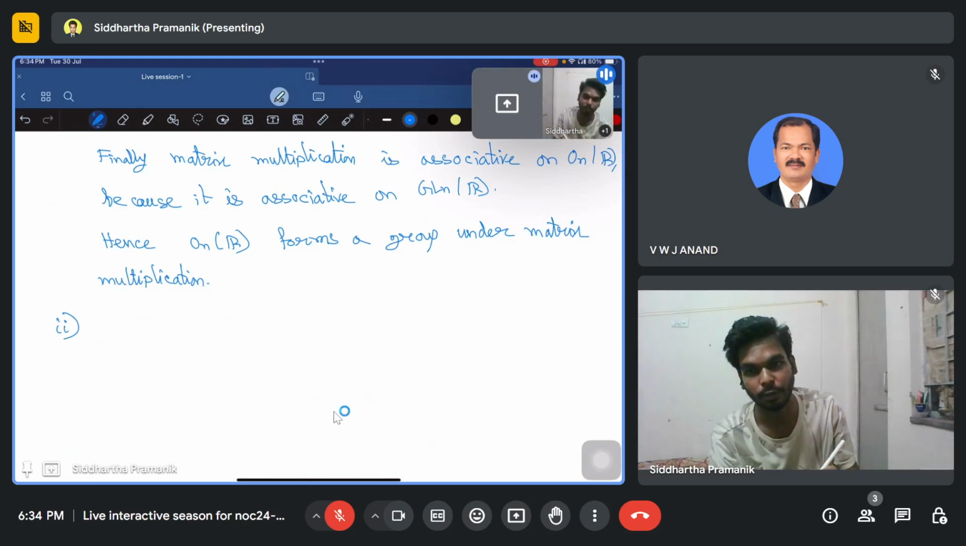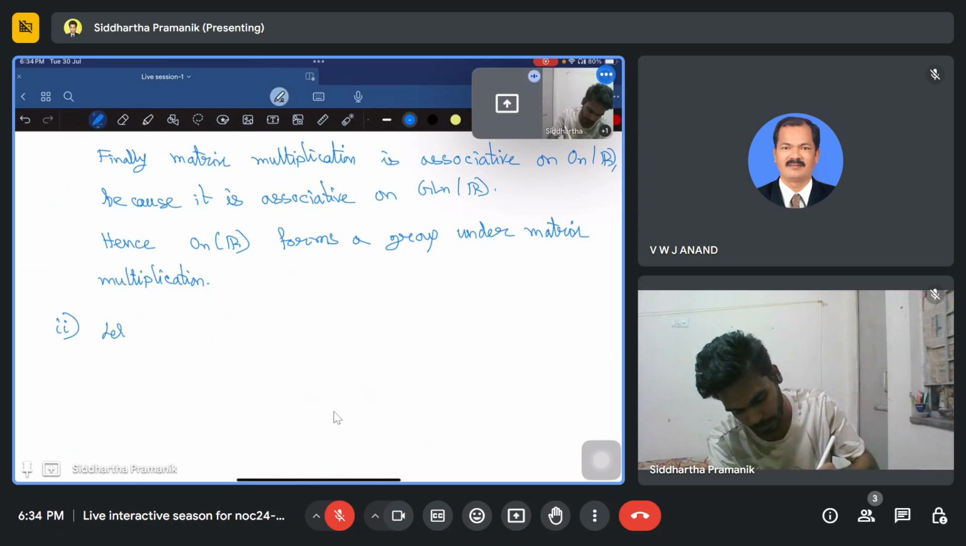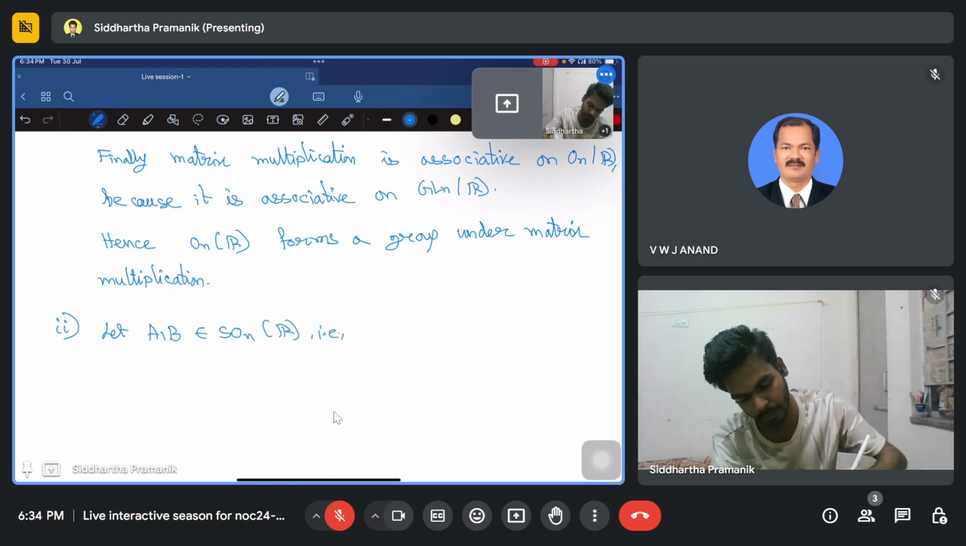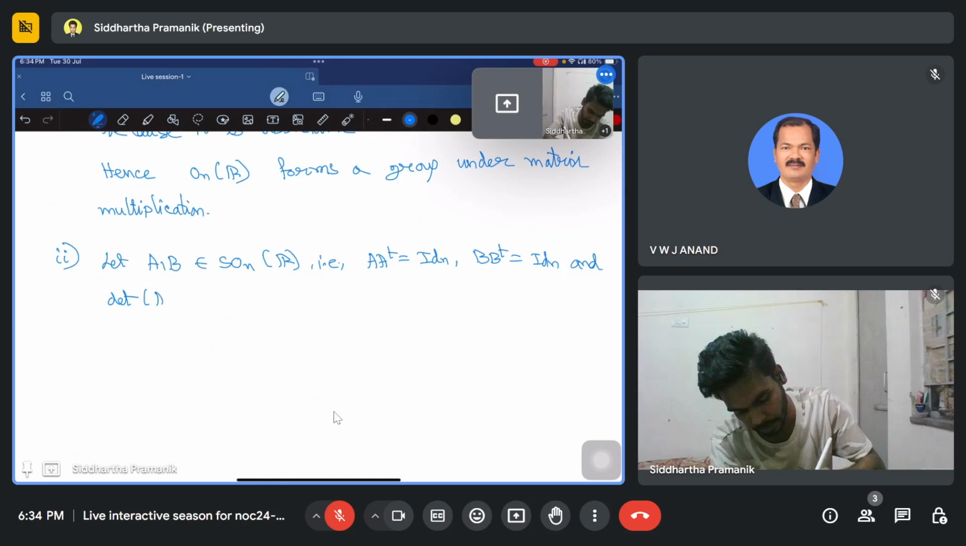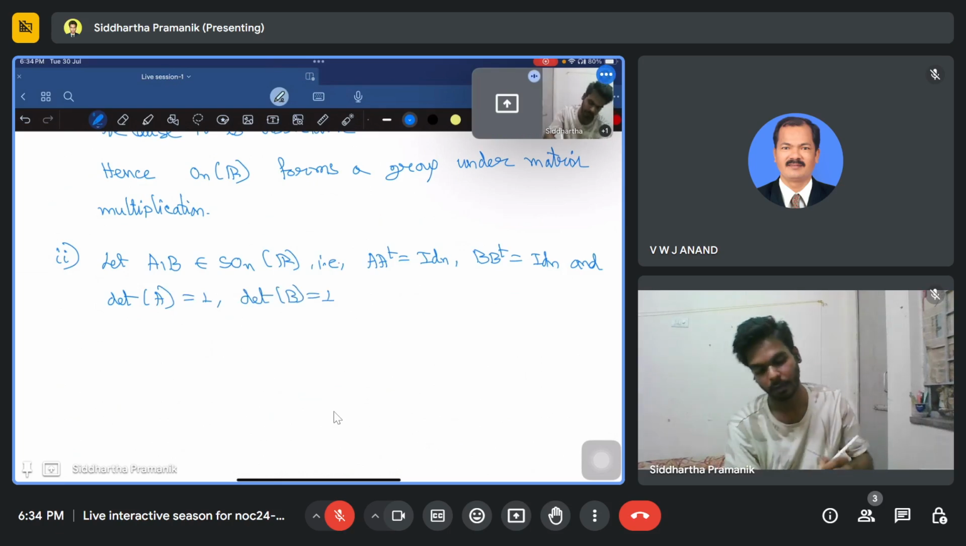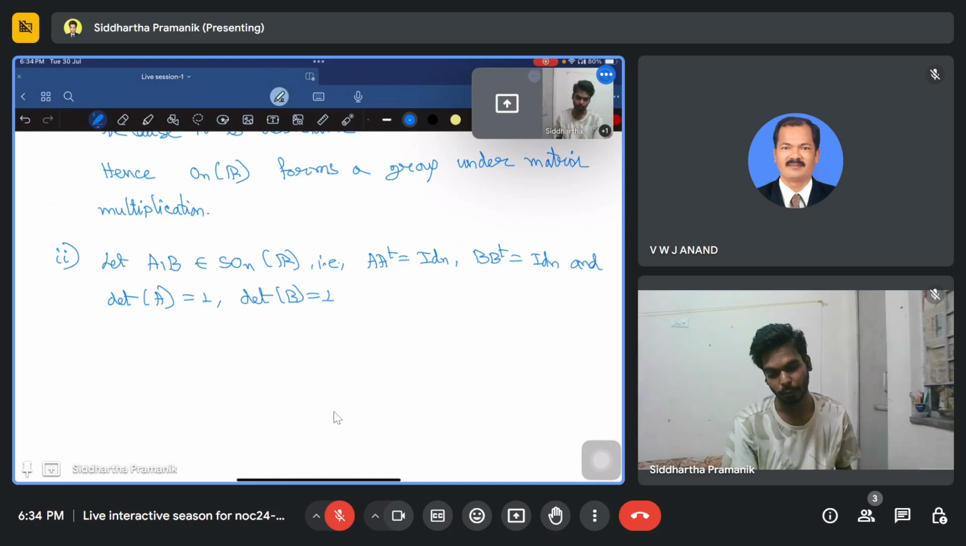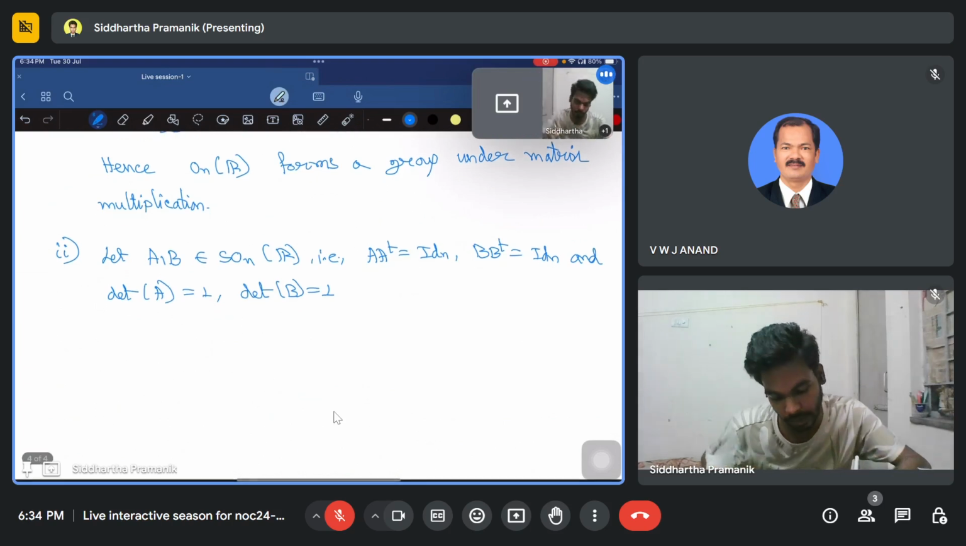So first we need to prove the closure property. So let A and B be two elements in SO(n, R). So what does it mean? It means A A transpose equals identity and B B transpose is also identity, and the determinant of both matrices is the same. Determinant of A is 1 and determinant of B is 1. So we need to prove the product AB is also in SO(n, R).